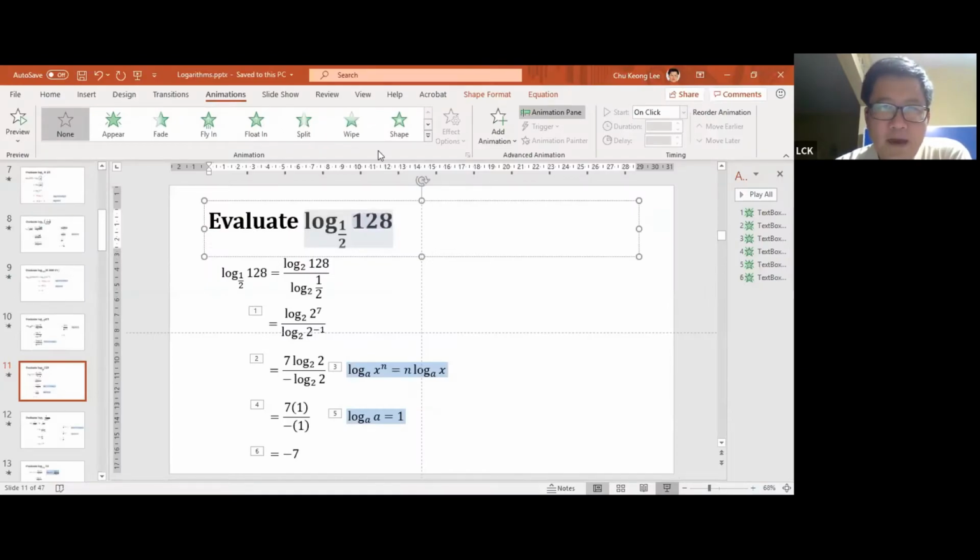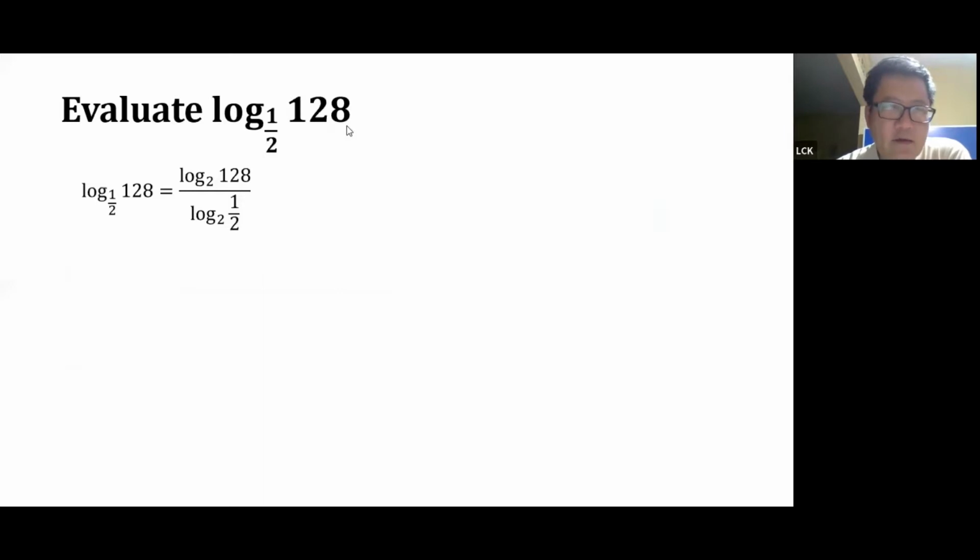Okay. So log base half of 128. Again, it's very strange, but what I realize is this: half is 2 to the power of minus 1. What is half? Half is 2 to the power of minus 1. What is 128? 128 is 2 to the power of 7. So what do they have in common? What they have in common is that they are numbers that have a base of 2. So I'm going to express 128 and half as a log base 2.